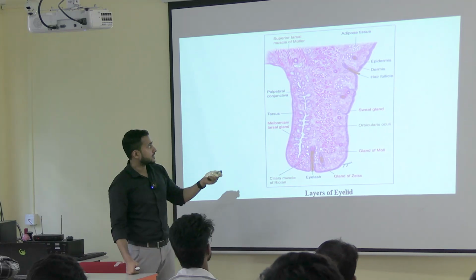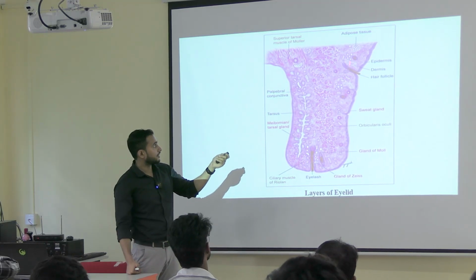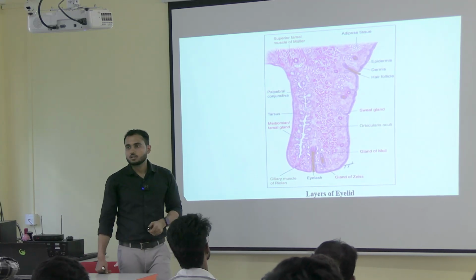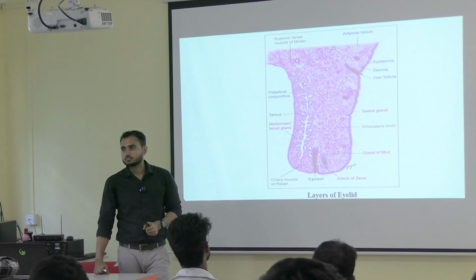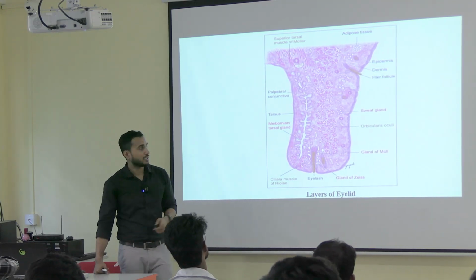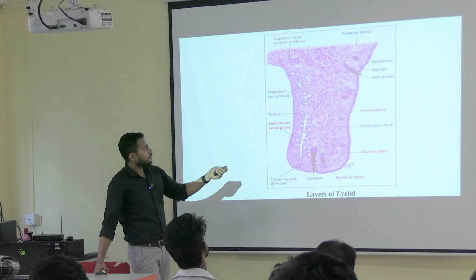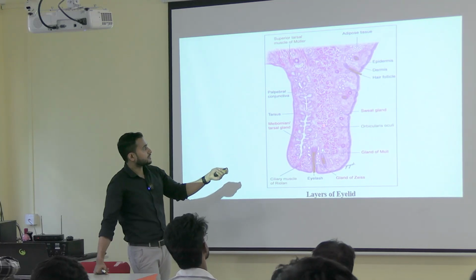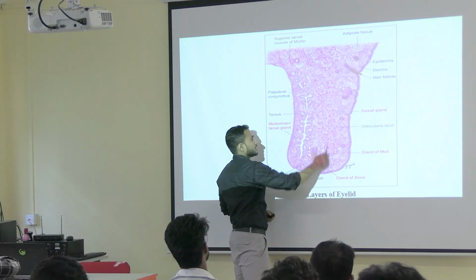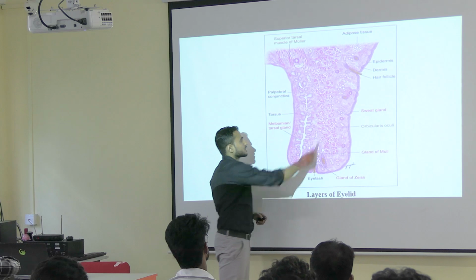Deep to that you can see the adipose tissue. Very little adipose tissue is present. That means this is which layer? Superficial fascia. This is the superficial fascia. Deep to that you can see the muscular layer. Which muscle is present? Orbicularis oculi muscle. These muscles are present, orbicularis oculi muscle.